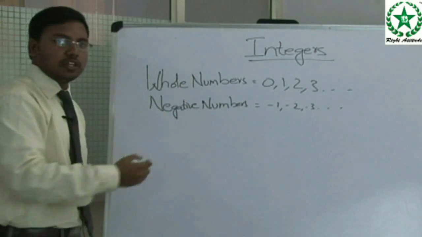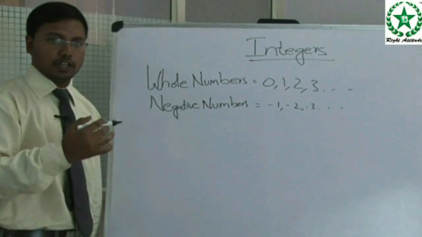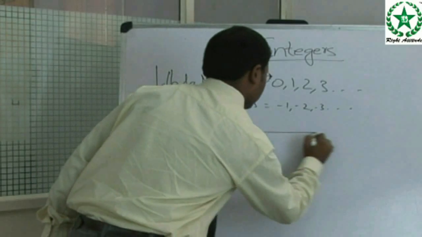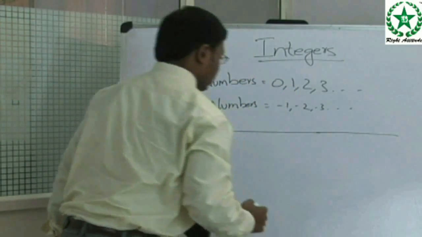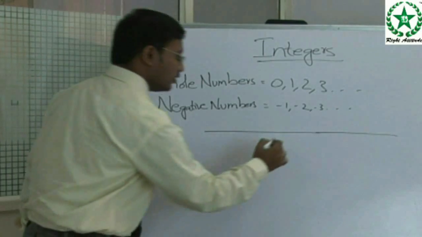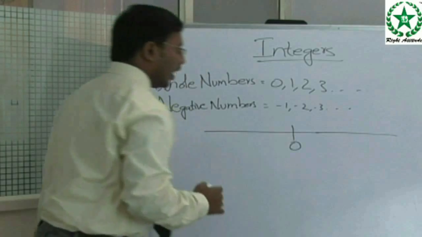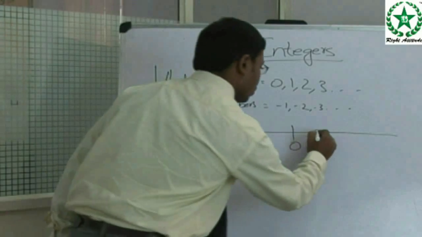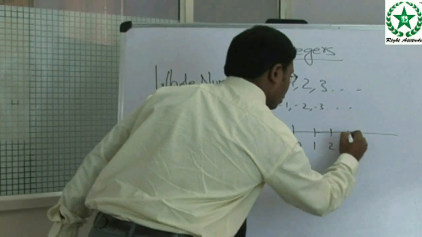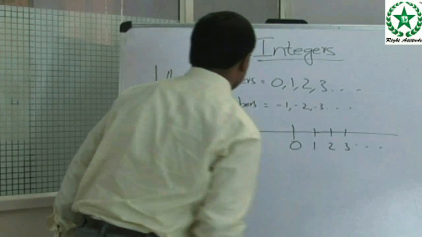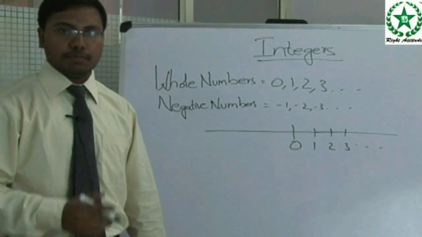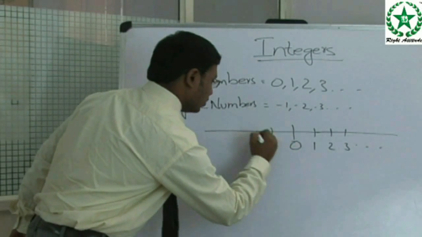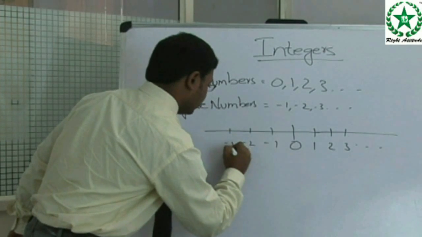Suppose we want to represent both whole numbers and negative numbers on a number line, how do we represent them? Let us see. Suppose this is a number line and we represent 0 at the middle of the number line. We represent the whole numbers to the right side, that is 1, 2, 3 and so on, whereas negative numbers are represented on the left side of the number line, that is -1, -2, -3 and so on.